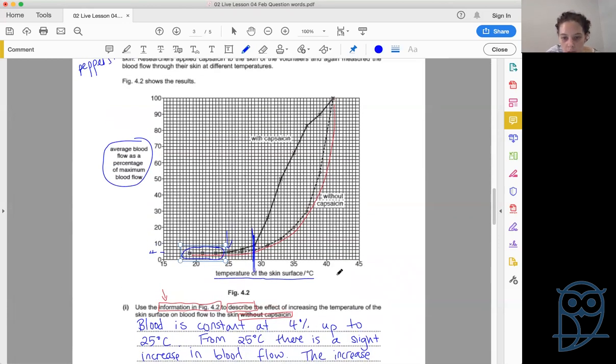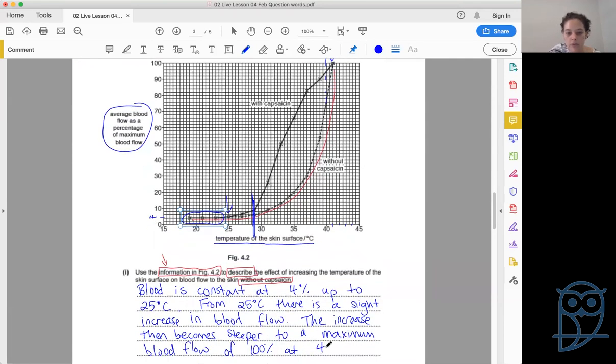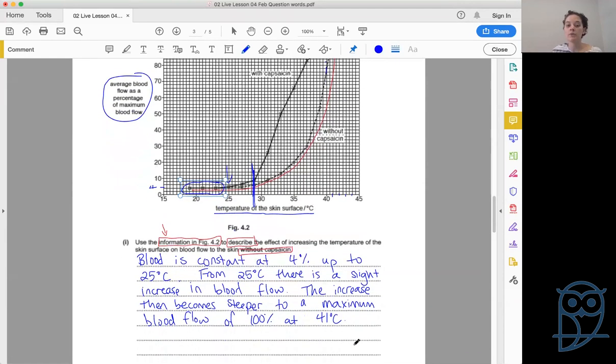So if we look at it, we've got 40 up to 5, we've got 10 blockies, so we're going 41, 42, 43, 44, 45. It's easier to do this on paper than a screen. That was our 40, so this one is 41 degrees C. So for maximum blood flow, 100% at 41 degrees C. So we've described our curve. We had constant, we had up. What was our constant? Where did it change? What was our maximum?